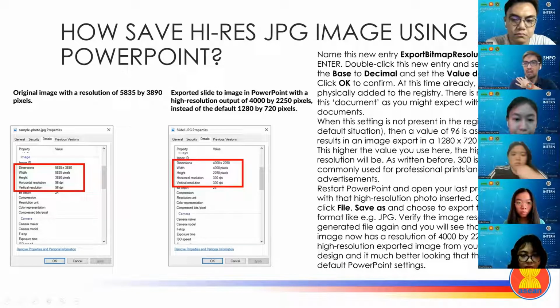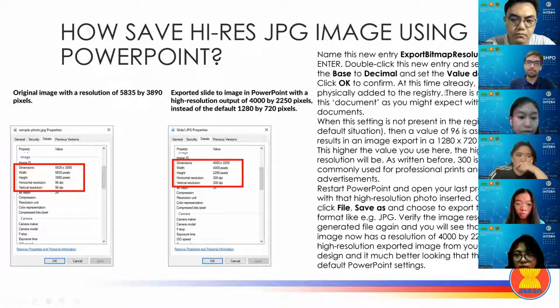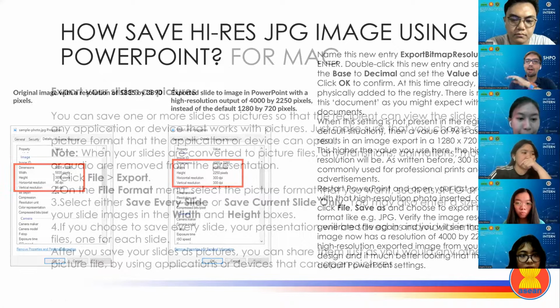Sa Windows, wala tayong option to change yung resolution to higher. Kailangan nakaset siya. Okay na? Yes, sir. Okay.